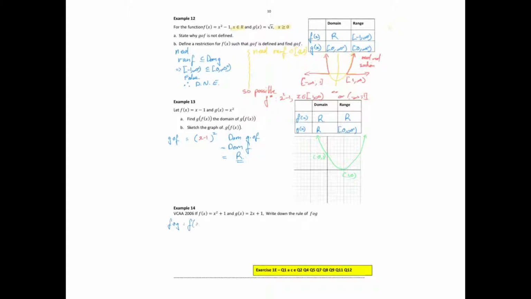Example 14 now. So this is a past paper from 2006, which is still relevant to us. We've got to write down the rule of f of g. It doesn't say we need to come up with proof of its existence, so we just need a rule. So we just substitute our 2x plus 1 into the graph of x squared plus 1. So we get our 2x plus 1 all squared, substituting that 2x plus 1 there where the x value is.